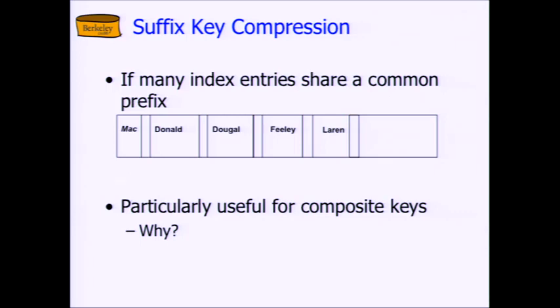It happens all the time when you have these composite keys, because the first field that you index on may have lots of duplicates. Right? Last name, comma, first name. There's lots of duplicates on last name. Right? So this is a pretty typical optimization you want to do. Make sense?